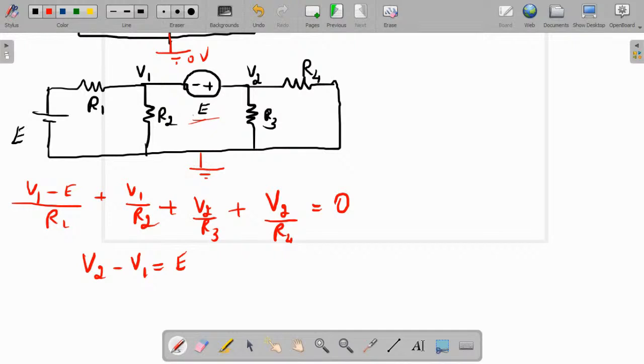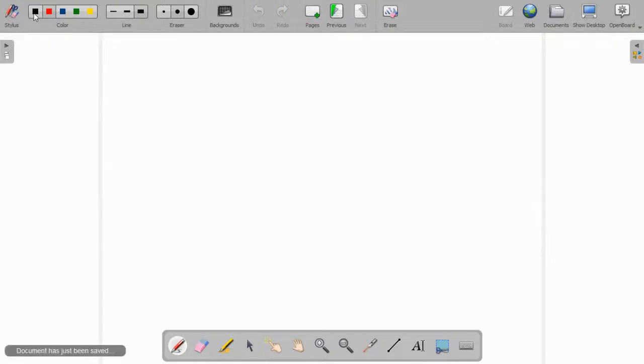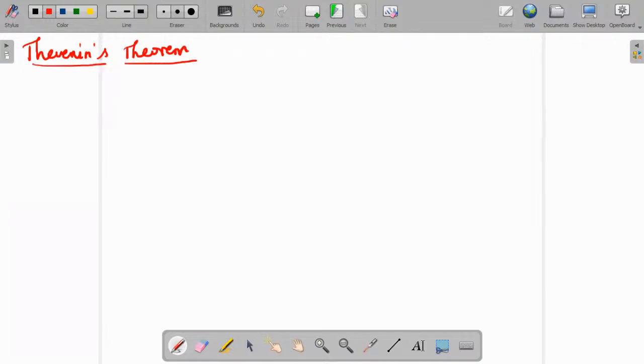Okay, is it clear? Network theorems now. First let us see Thevenin's theorem. We are going to discuss four major theorems. The first one is Thevenin's theorem, or Thevenin's equivalent circuit. Any doubt so far?